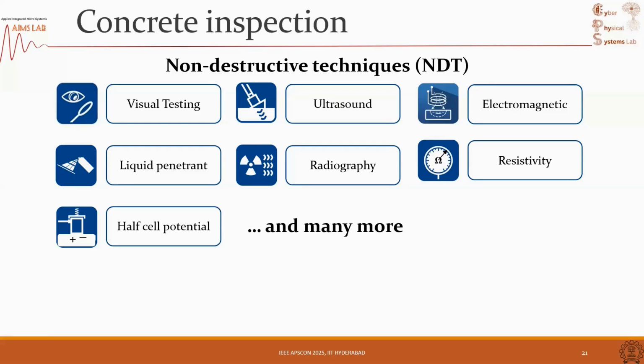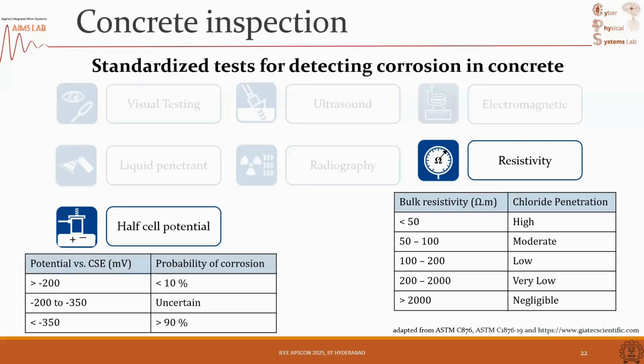Yeah. So there are a lot of different types of non-destructive test techniques that are available for concrete. We can look at these two, for which standards are available. The others are also very widely used, but there are no standards for those. The half cell potential measurement is the most widely used technique. It's a probabilistic technique. It doesn't tell you exactly how much corrosion has happened, but it tells you that there is this much probability that this much corrosion has happened.